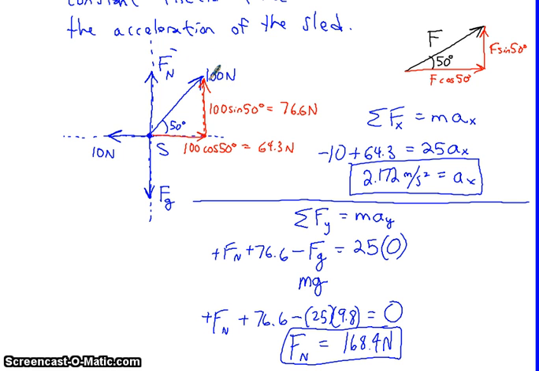What's happening here is the fact that the person is pulling slightly upward on the rope. That means that the floor doesn't have to support the box as much. And so the normal force is 168.4 newtons, which is less than the weight. The weight is 25 times 9.8, or 245 newtons. So hopefully that'll get you started on how to do problems where forces are at angles in two different dimensions.